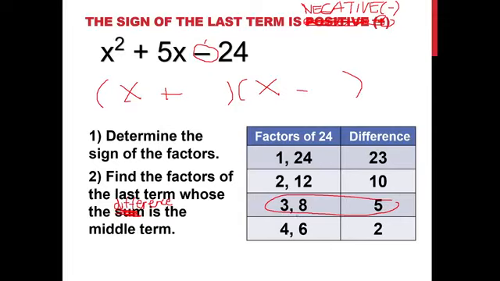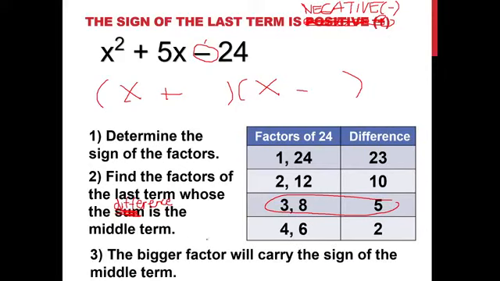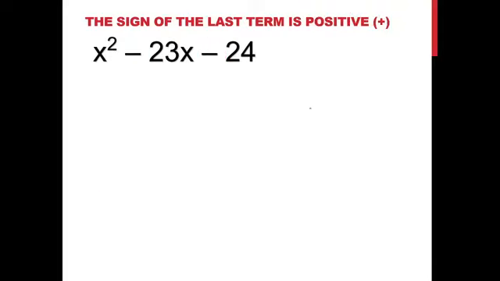Please do not write 8 right away on the positive or on the negative part. We have a rule for that. The bigger factor will carry the sign of the middle term. The bigger factor is 8. The sign of the middle term is positive. So, positive 8, negative 3. Again, the bigger factor will carry the sign of the middle term. Let's have our fourth example. Again, this is still negative.